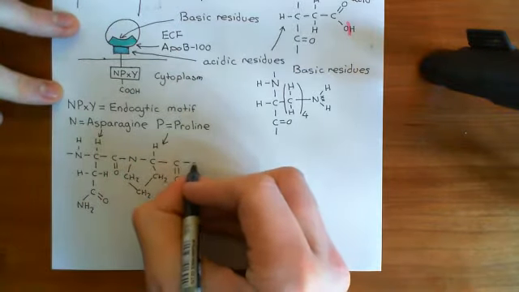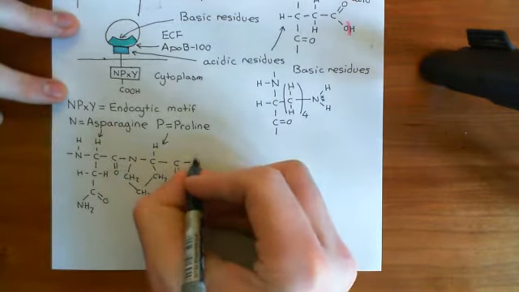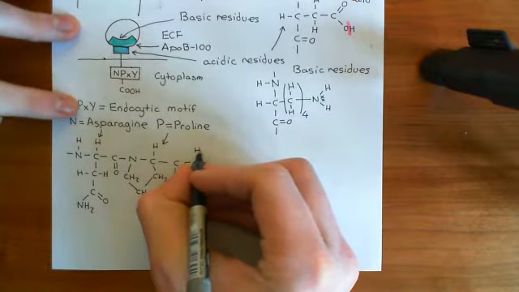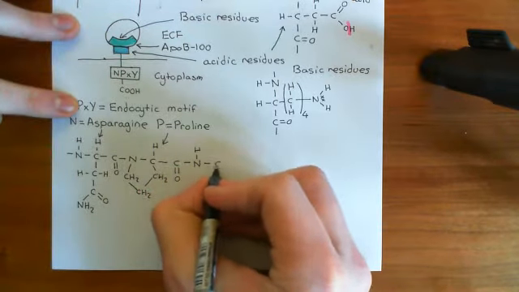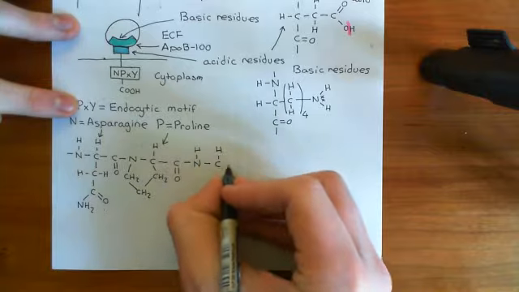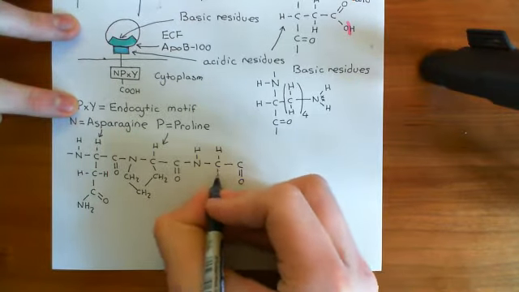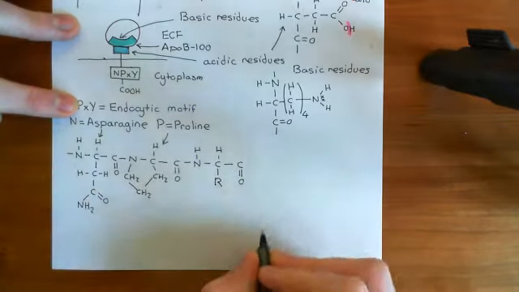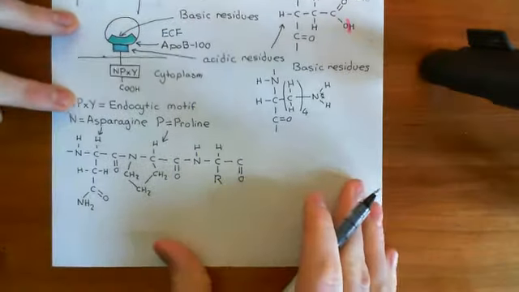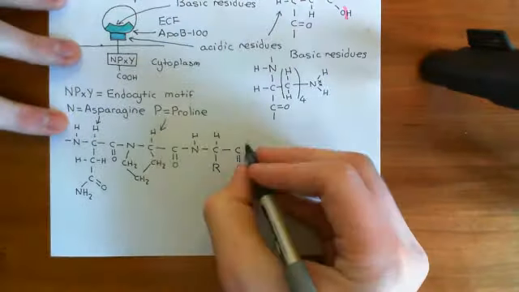Okay, then the third amino acid along basically can be any old amino acid. This is X now, so X means it can be any old amino acid. It's not a set amino acid. Okay, and to denote that I'll just have the R group as an R to denote that it's arbitrary which amino acid you put there.